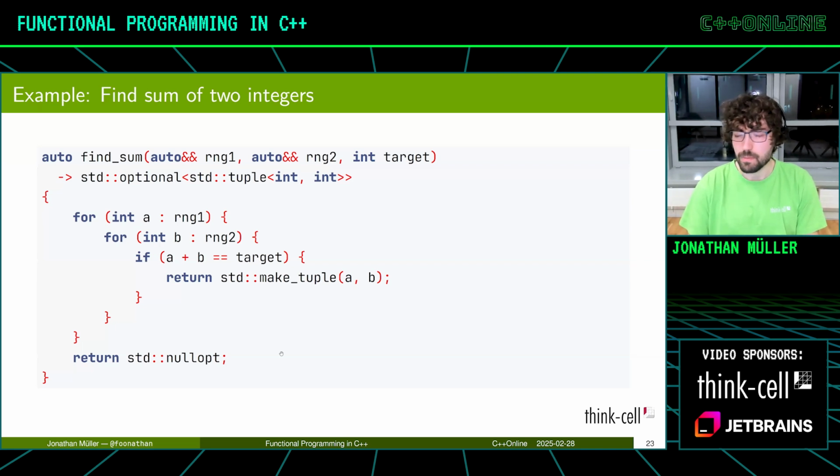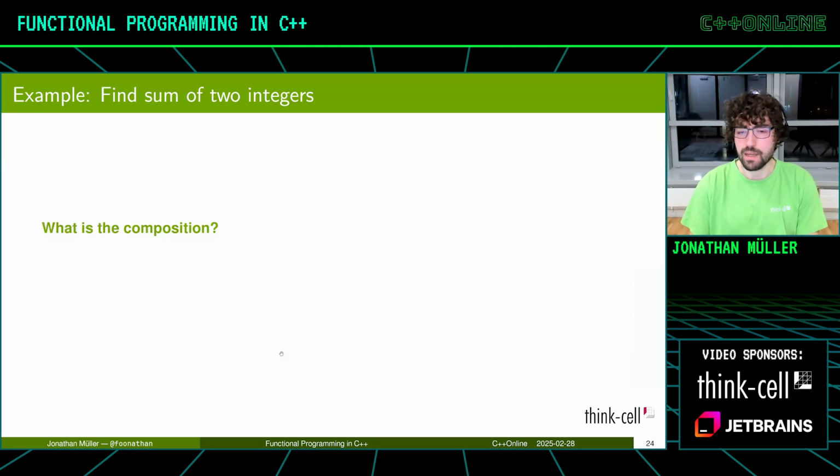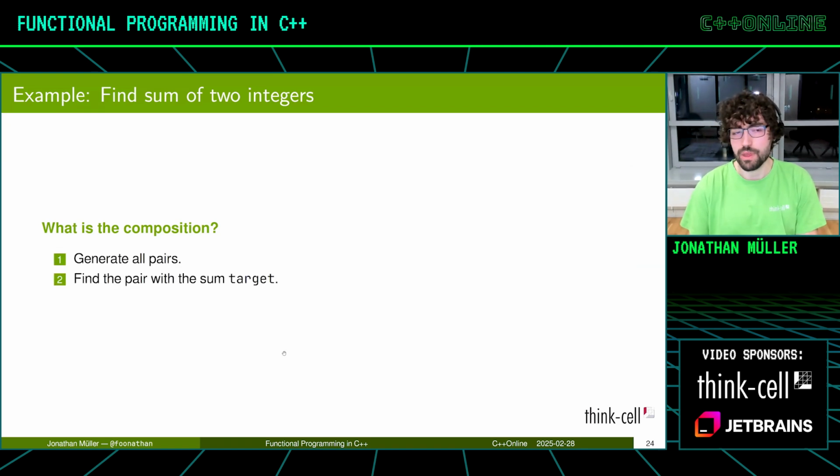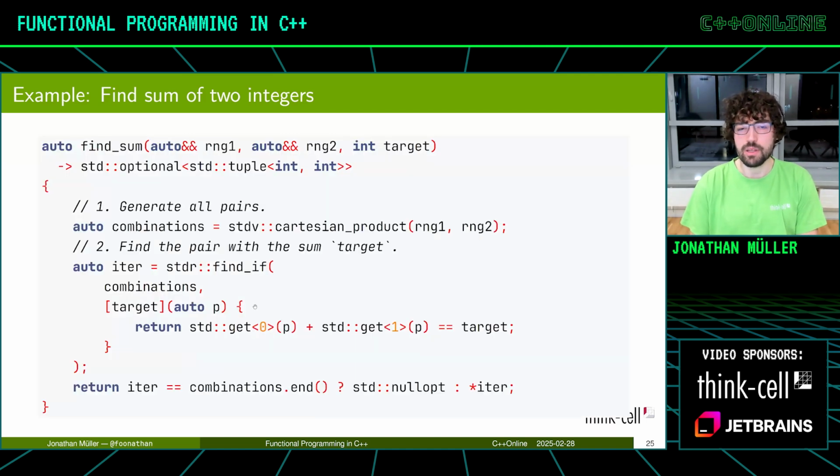How to do it functionally? Well, you have to ask again, what is the composition? In this case, we have two things. First, we generate all the pairs, and then we find the appropriate pair. To generate all the pairs, we can use the Cartesian product view. And the Cartesian product view corresponds to the nested loops. So it's all pairs where one element ranges from range 1 and one element ranges from range 2.